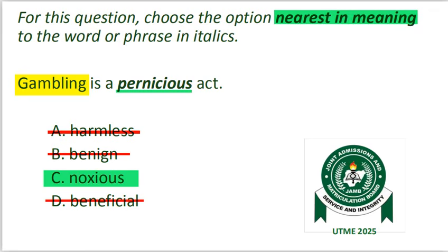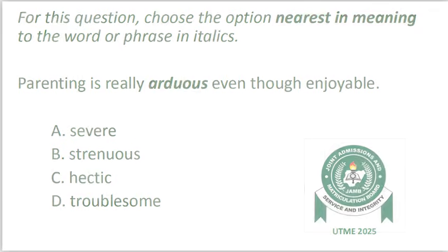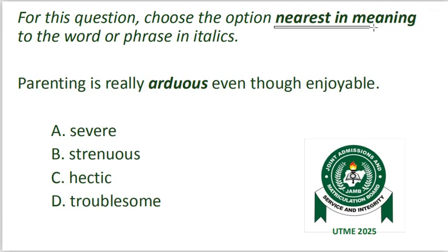The next question is also based on nearest in meaning. Choose the option nearest in meaning to the word or phrase in italics. Parenting is really arduous even though enjoyable. A. Severe. B. Strenuous. C. Hectic. D. Troublesome. Arduous means difficult and tiring.